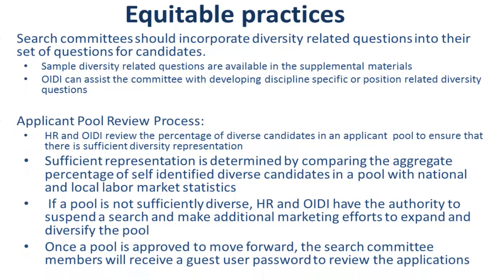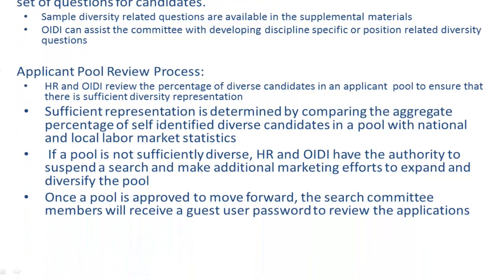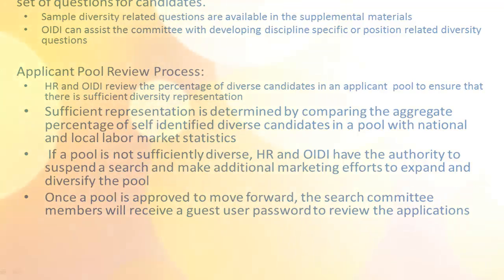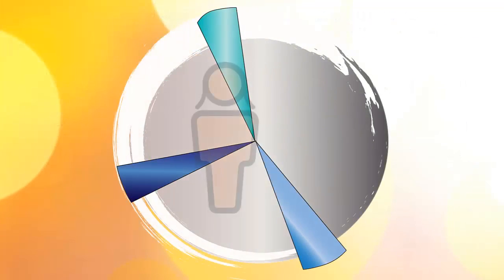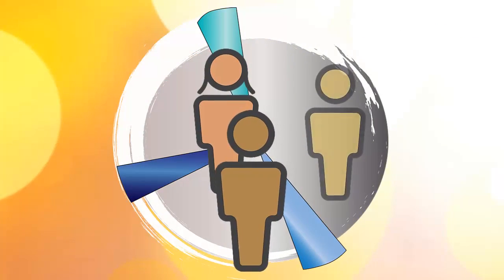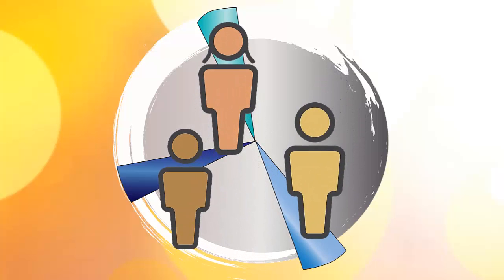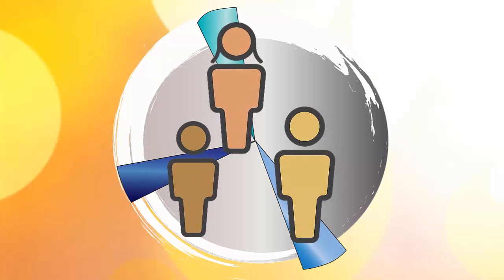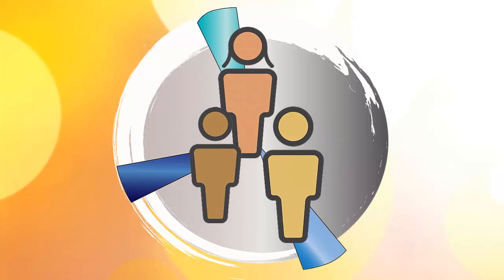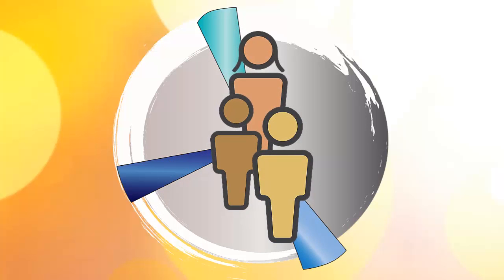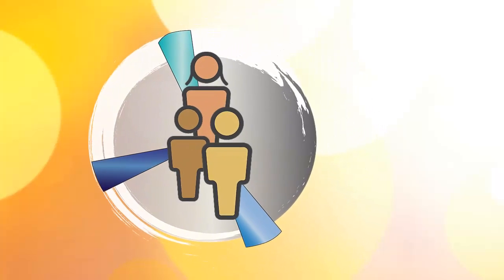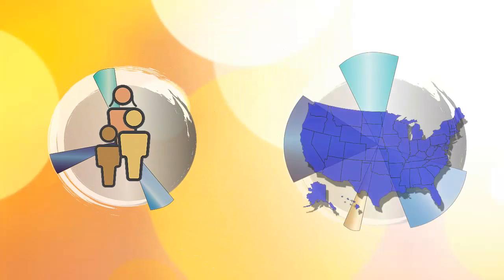Let me now describe the applicant pool review process. Human Resources and OIDI review the percentage of diverse candidates in an applicant pool to ensure that there is sufficient diversity representation. Sufficient representation is determined by comparing the aggregate percentage of self-identified diverse candidates in a pool with national and local labor market statistics.